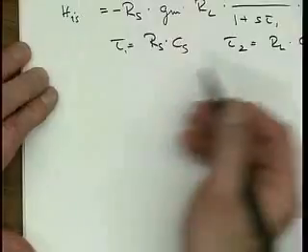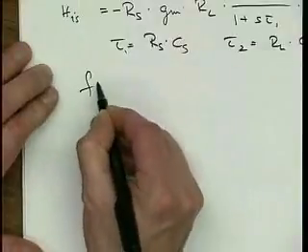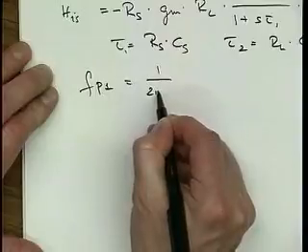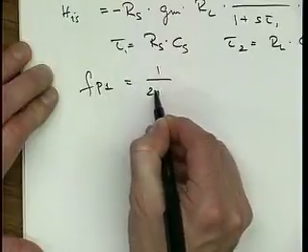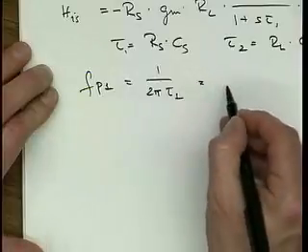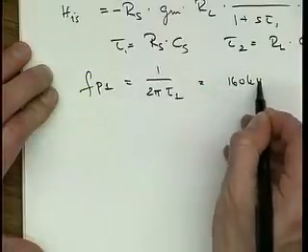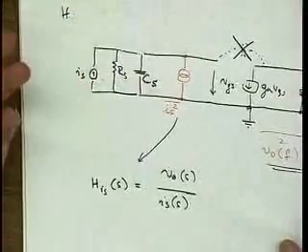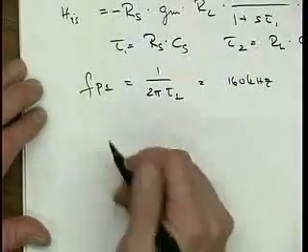So that now we can also calculate the pole frequencies. FP1 is equal to 1 over 2 pi tau 1, and that is equal to 160 kilohertz. Well, not too surprising, right? We have here a megohm and here a picofarad, so that gives a relatively low pole frequency.